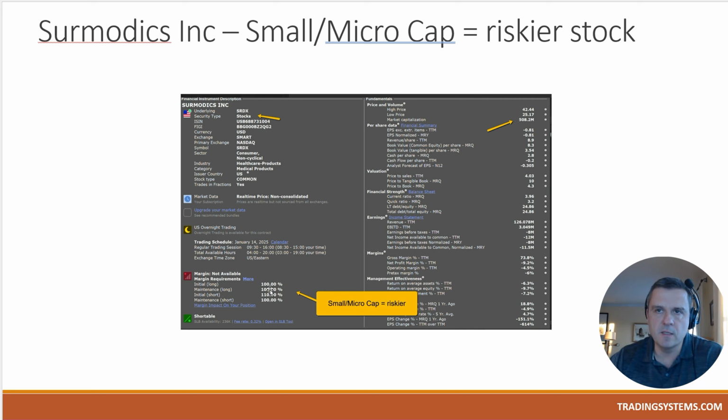What I'm looking at is that my margin requirement is 100%, which means that I have to have as much cash as this stock requires to purchase the position. And over here, for some reason, for the short side, they even have 110% to put up at the beginning, but then overnight it's still 100%. So that's an example of a riskier stock or small cap stock.